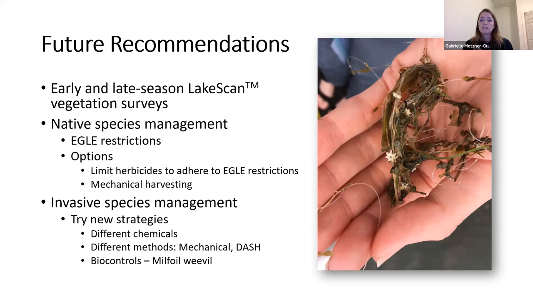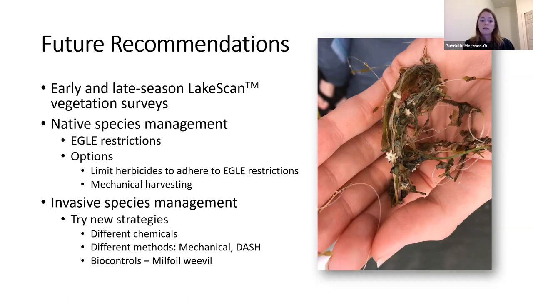One thing to keep in mind is EGLE, which is the Environment, Great Lakes, and Energy department of the state of Michigan. It has special restrictions on native species, and limits offshore herbicide treatments greater than 100 feet from shore, or to the 5-foot contour, whichever one's closer to shore, to only non-native species. So that's another thing to keep in mind. If you do want to pursue any management of these species, you need to keep in mind the restrictions that EGLE has in place on the native species.